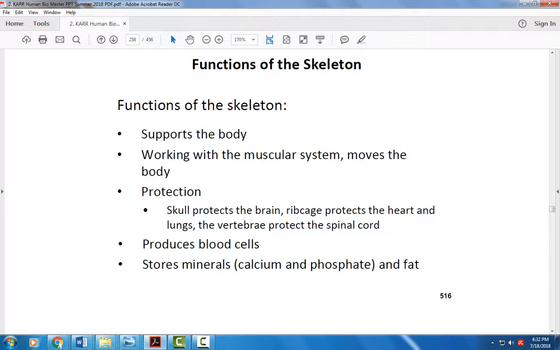And the spinal cord as well is very delicate tissue. It's completely encased by bone, which are the vertebrae, and that keeps that spinal cord intact and less susceptible to damage and injury. It also produces blood cells.